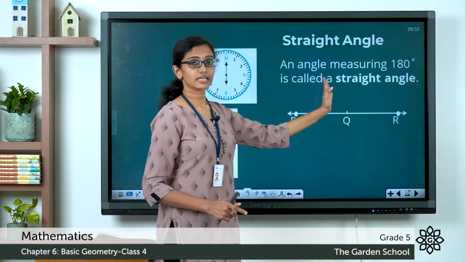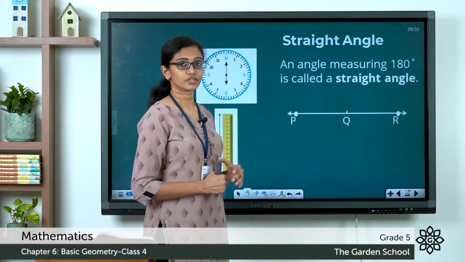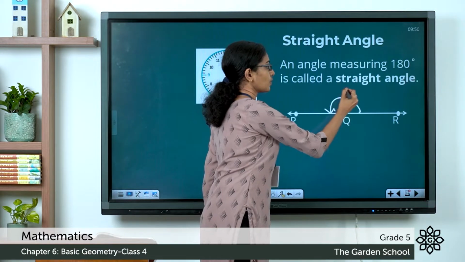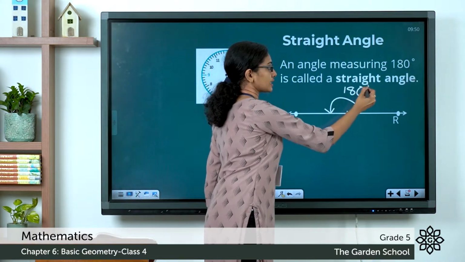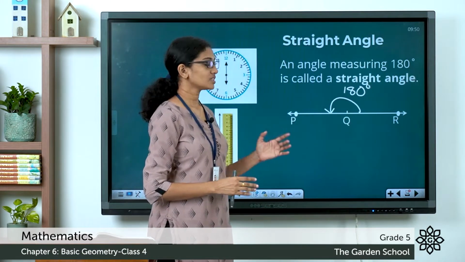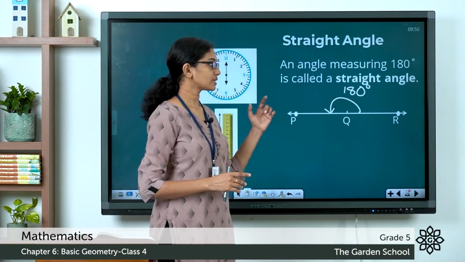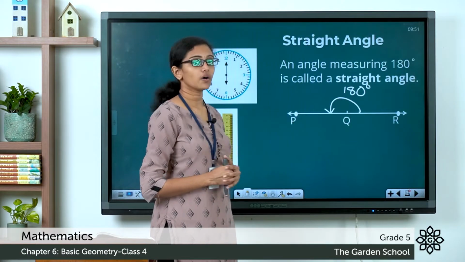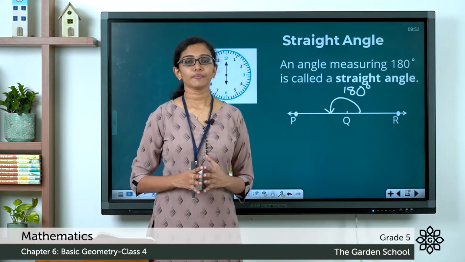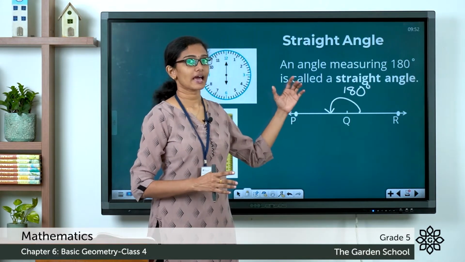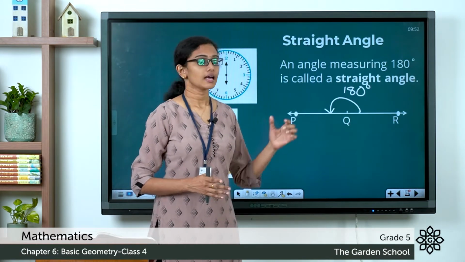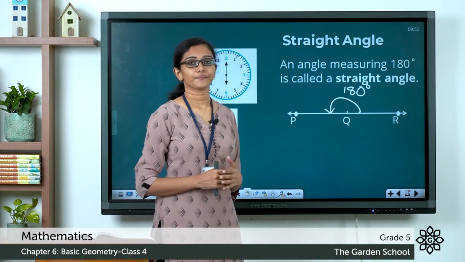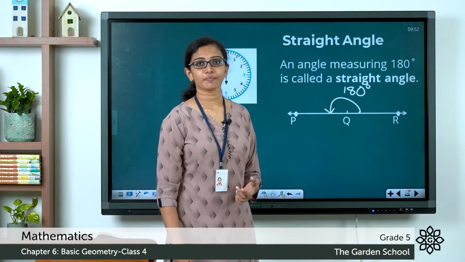And if it keeps on turning around and it reaches the other direction, it would have turned through an angle of 180 degree. So such angles where the measurement of the angle is equal to 180 degree, such angles are called straight angles. Keep in mind, the measurement of an angle does not depend upon the length of its arms, but it depends on the amount of turn. Now we will see the next type of angle.